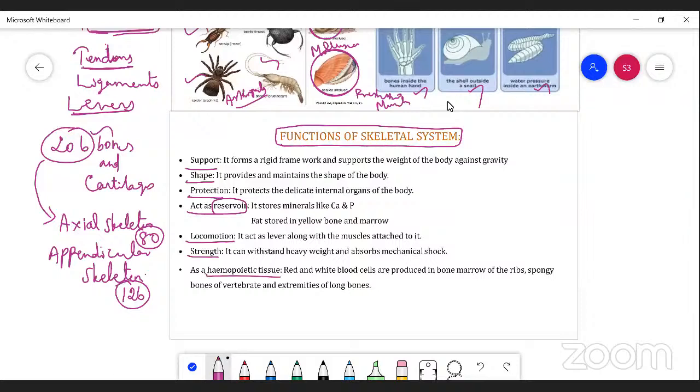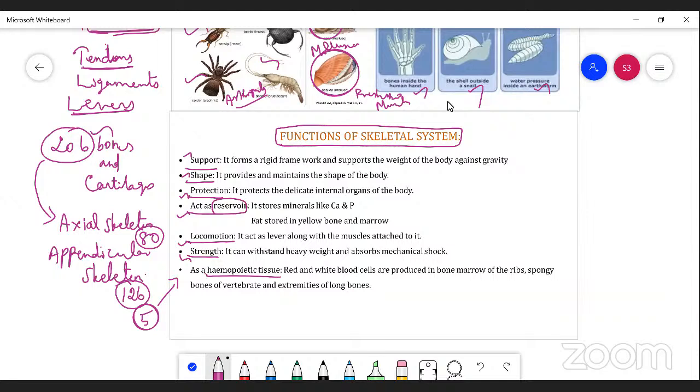Five mark question: write about the function of the skeletal system. First, it is giving what? Support. Second, it gives shape to the body. It gives protection to the body, and it acts as a reservoir. It is helpful for locomotion, it gives strength to the body, and it acts as a hemopoietic tissue.